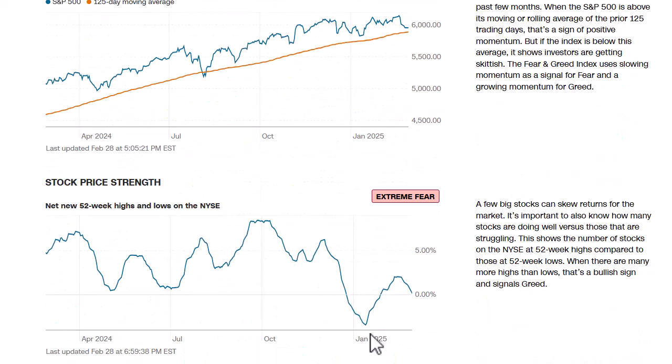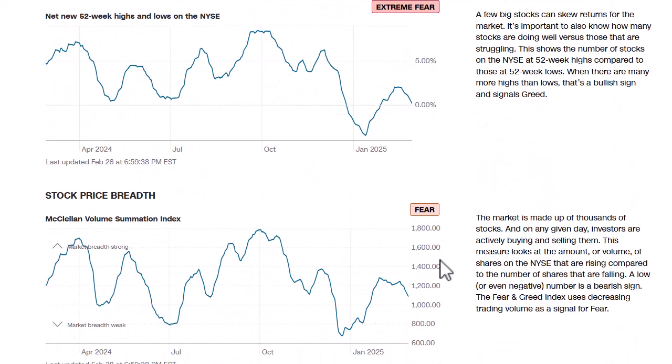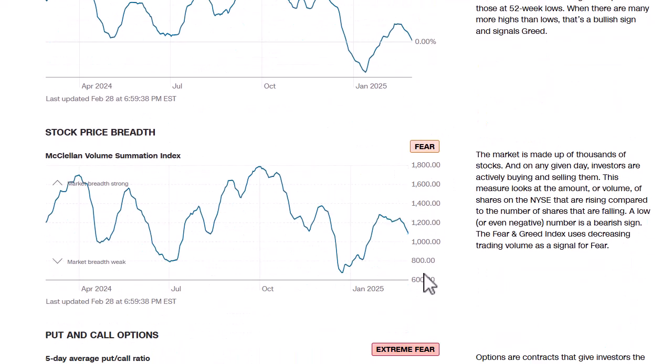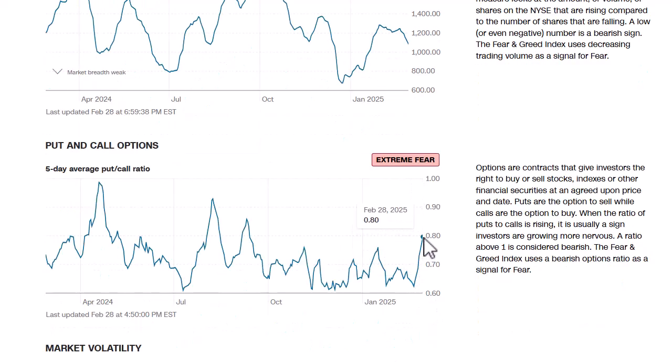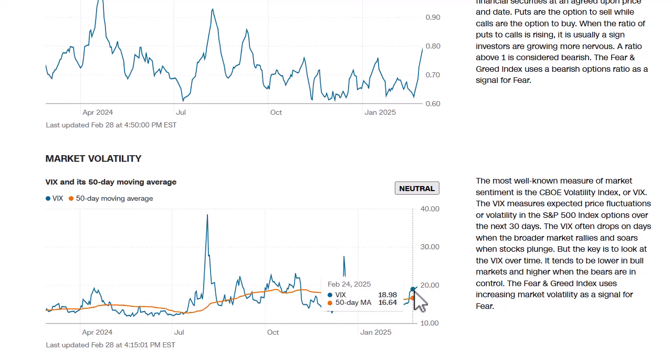You can see nearly every major metric is already in extreme fear. Momentum in extreme fear. Strength also in extreme fear. Breadth not quite, but it is trending lower. Put call ratio spiking all the way into the 0.8s, extreme fear. Volatility has stayed neutral. It is below the 20 mark. I would argue that's at least fear, but based on the metric, it's not.